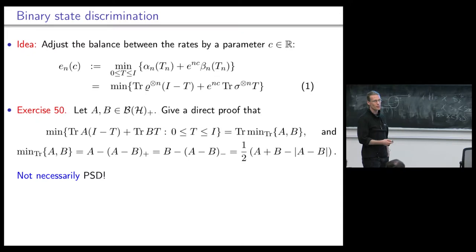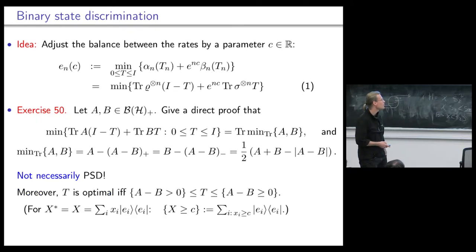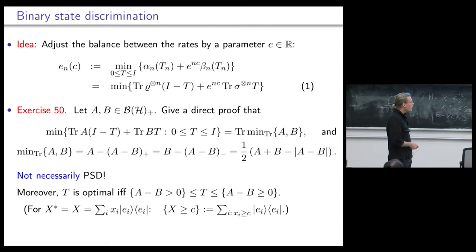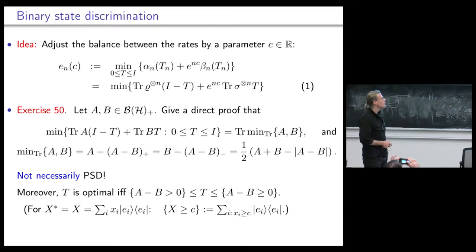Okay, so this kind of ordering, or taking minimum and maximum, has some kind of unwanted properties, or at least different from what we are used to. Moreover, what is important for us is that we can explicitly determine the optimal operator here. And this is also part of the exercise: the optimum is attained if and only if this T operator is lower bounded and upper bounded by two projections.